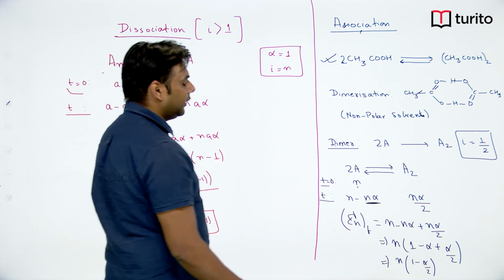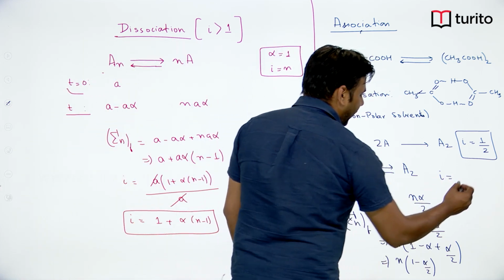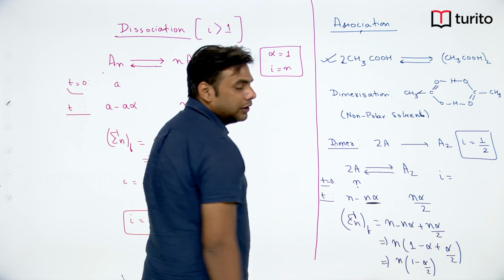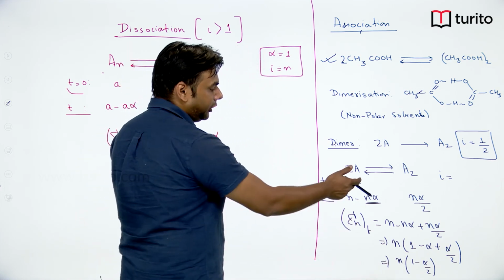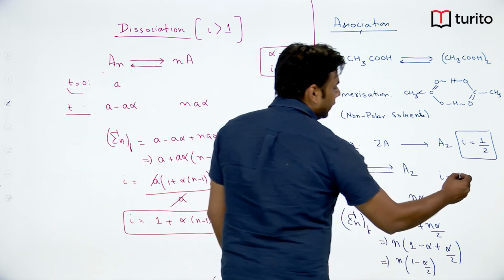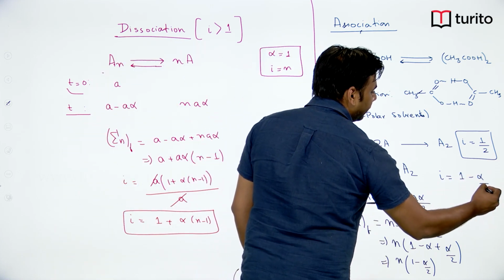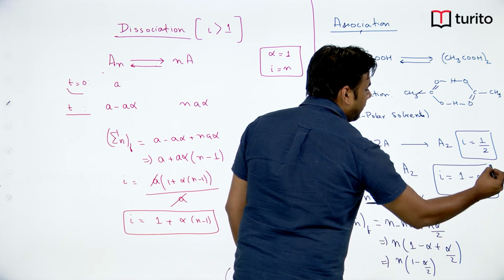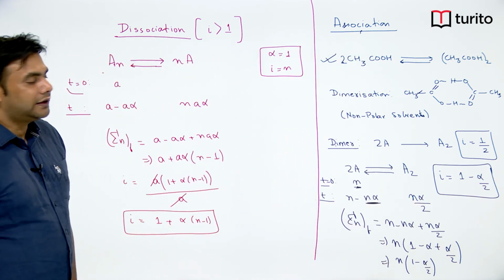Okay, so Van't Hoff factor we know is the total number of particles finally, which is n into (1 minus alpha by 2), divided by the total number of initial particles. Initial was n, so we'll write i as 1 minus alpha by 2.